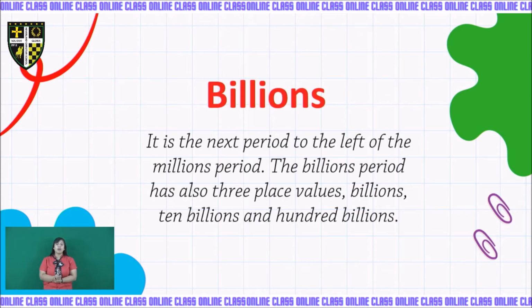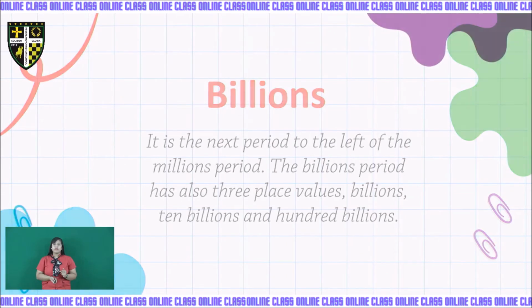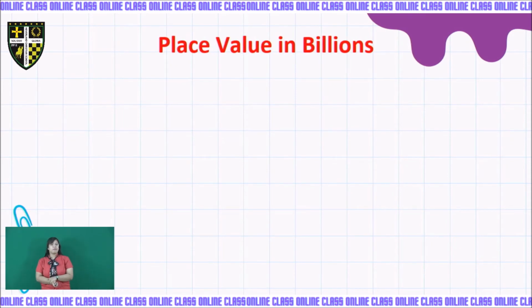So, next one, we have billions. When we are talking about billions, it is the next period to the left of the millions period. So the billions period also has three places: the billions, the 10 billions, and the 100 billions. Again, we have the unit period, and then thousand period, million period, and then the billion period. So we have examples for the billions place.